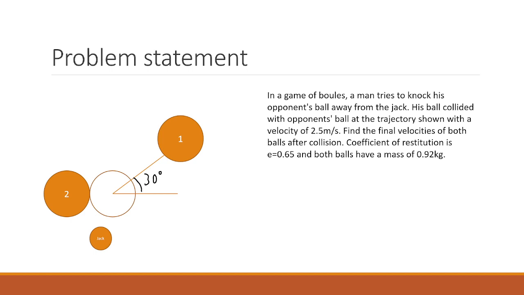First off, we have the problem statement. In a game of boules, a man tries to knock his opponent's ball away from the jack. His ball collided with his opponent's ball at the trajectory shown on the left-hand side here, with a velocity of 2.5 meters per second. We are to find the final velocity of both balls after the collision. We are told that the coefficient of restitution is 0.65 and that both balls have a mass of 0.92 kilogram.